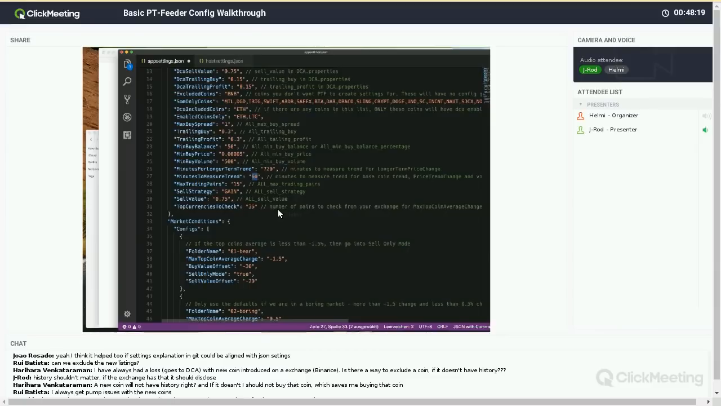Yeah, and he touched on that. So be very aware. Anytime you change any one of those three variables, it's a trio. You can't change just one and not consider the output for the other two. So you've got your max top coin average change in the market. It's related to how many currencies you're checking and how often, that's the minutes to measure trend. So keep all three of those things in mind when you're setting market conditions for your offsets.